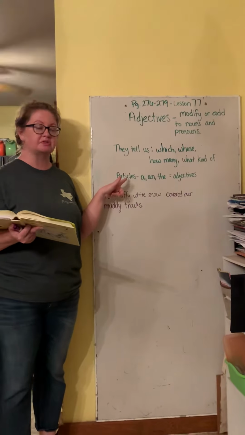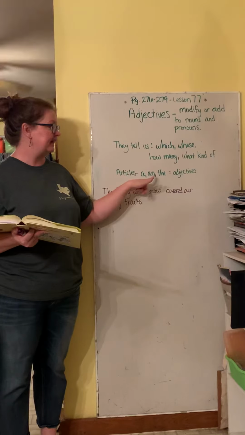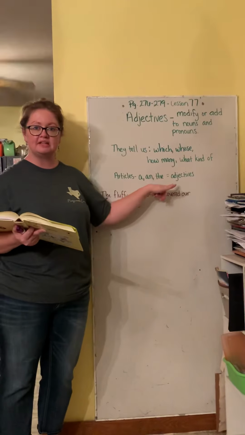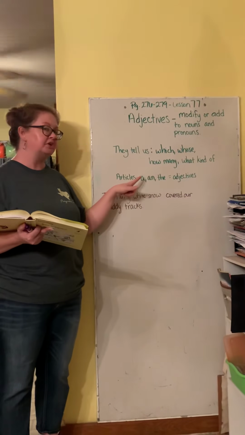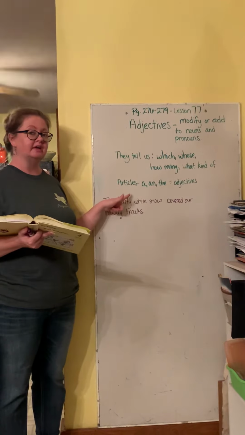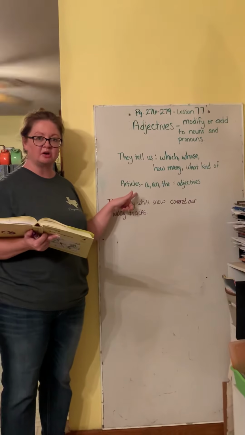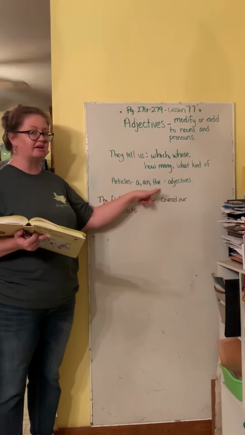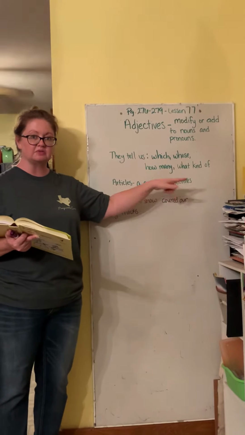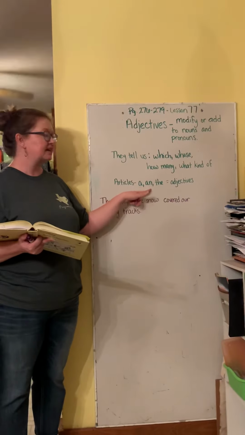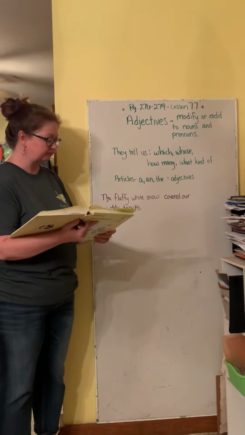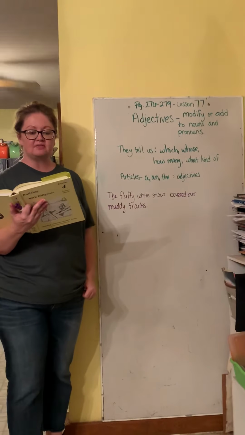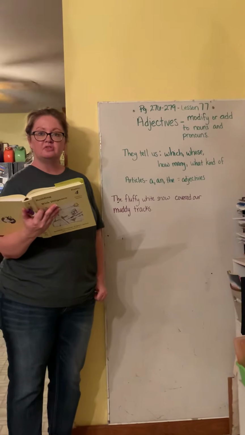There are some other adjectives that we call articles. So articles are the words a, an, and the, okay? A, an, and the are always adjectives. You will hear me refer to them as articles, and we have talked about articles this year already, but the three articles are a, an, and the, and they are always adjectives, okay? So when we diagram them, we diagram them as adjectives.